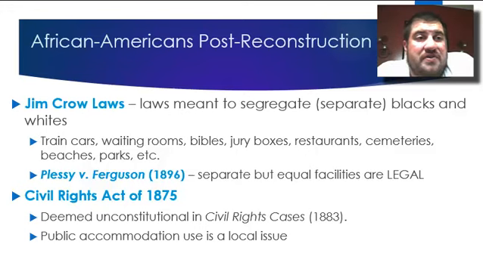Well, with the federal government out of the way, a lot of states begin to pass Jim Crow laws, or laws that segregate blacks and whites, and that means separate. This means we have separate train cars, waiting rooms, separate Bibles to use for blacks and whites, jury boxes, restaurants, cemeteries. Even after they die, they don't want to be buried next to a black person. So these Jim Crow laws segregate society.